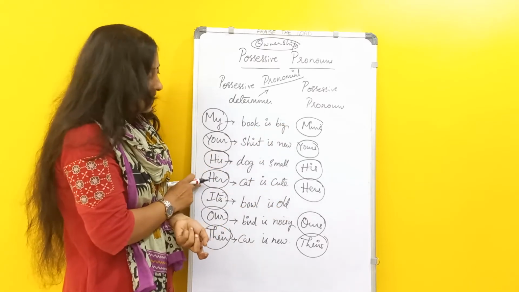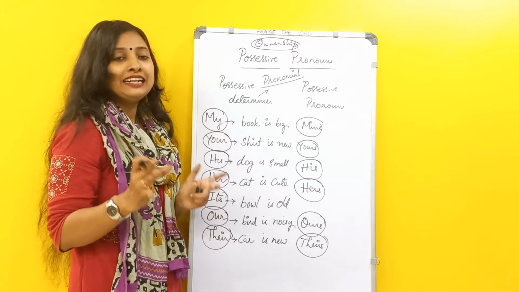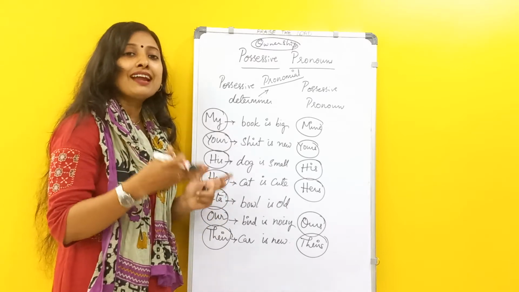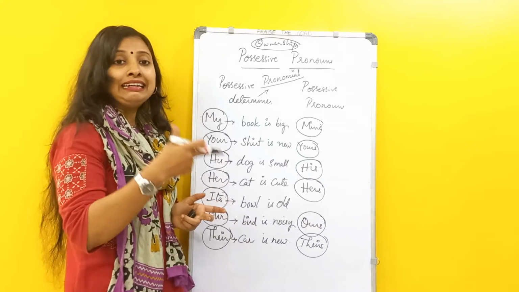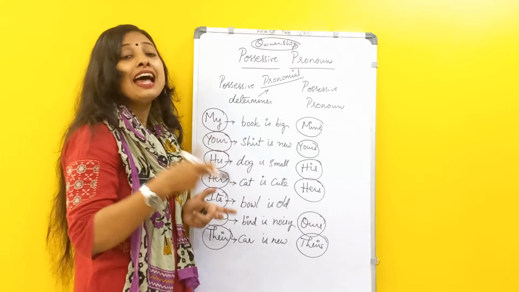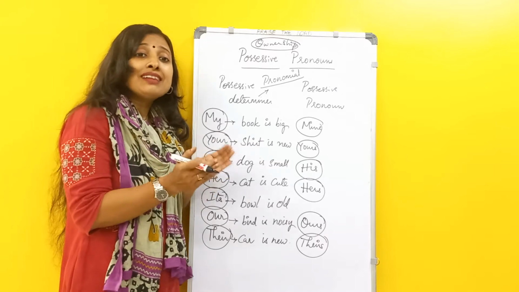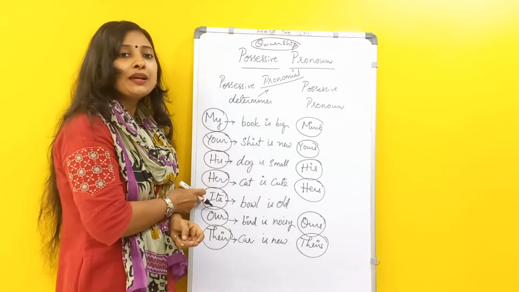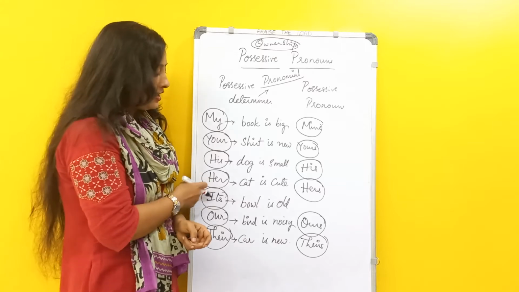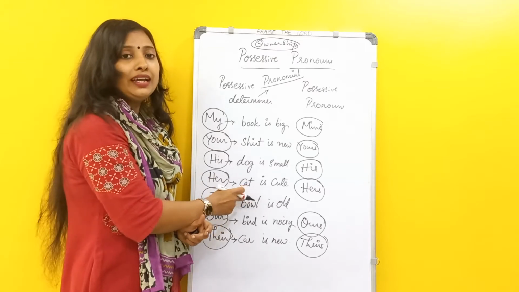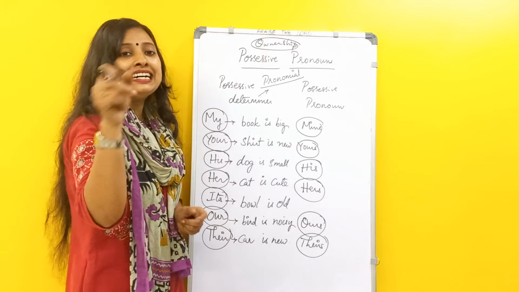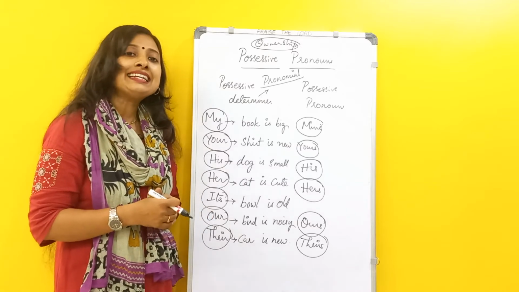Now coming to this. Her cat is cute. Again here we are trying to describe the cat. Whose cat? Her cat. She is the owner of the cat. And it is cute. So that means we are trying to describe. So again this is becoming a possessive determiner. Now if I write it in another way, that cute cat is hers.